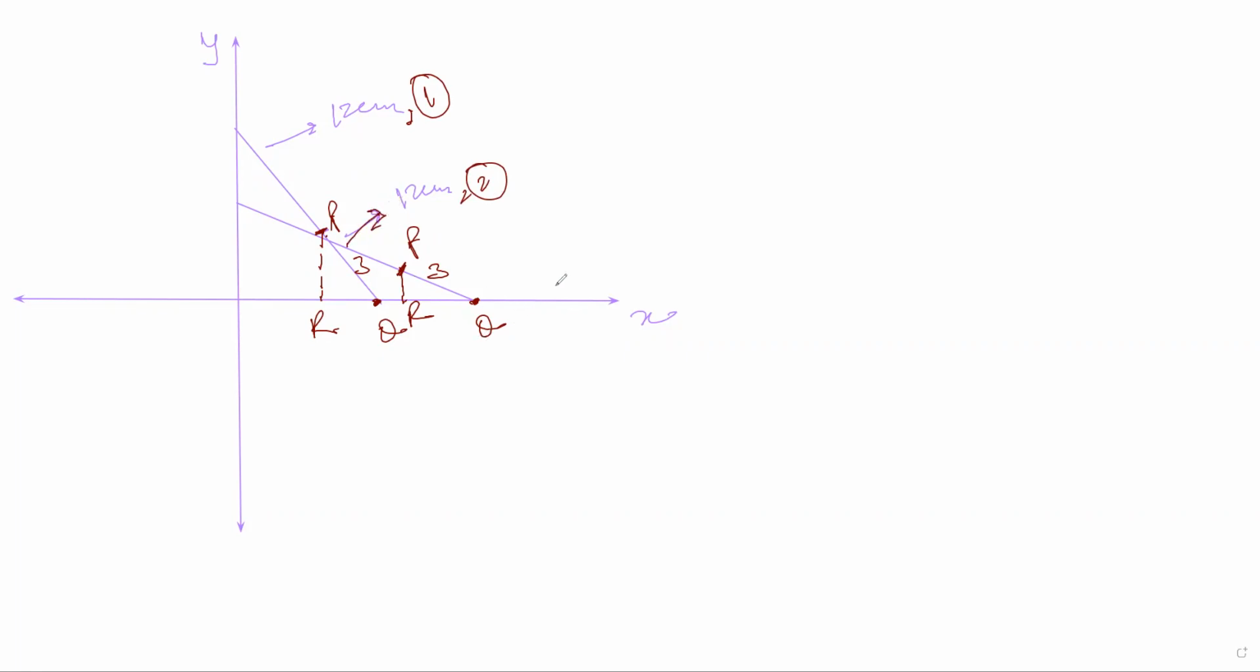Okay. So in the first case, PQ is 3 centimeter. Yeah, correct. In both the cases, PQ is 3 centimeter. So let's consider the first case. So first of all, what do we mean by locus of a point?